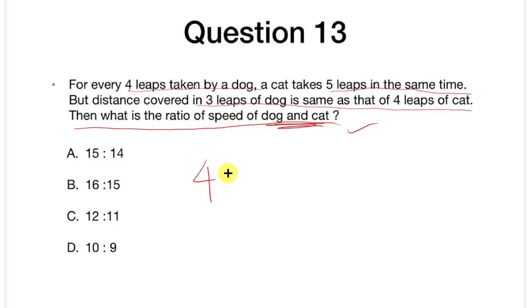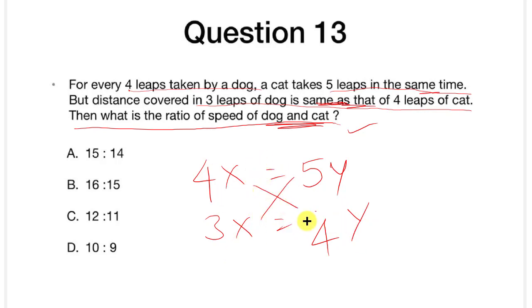For a dog, 4x is equal to, for the same time, the cat's 5y. But the distance covered for 3 leaps of a dog is the same as that of 4 leaps of the cat, so we equate them. It is equal to 4y. What we need to do is cross multiply. 4 fours are 16, and 3 fives are 15. So it is nothing but 16 by 15. So the answer is 16 by 15.